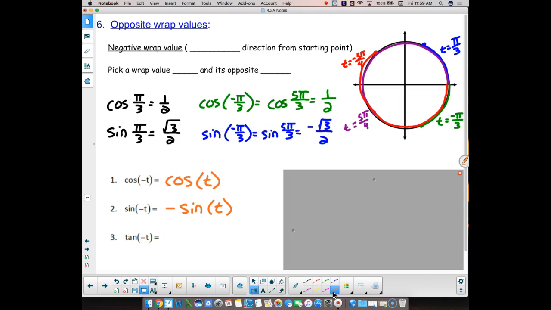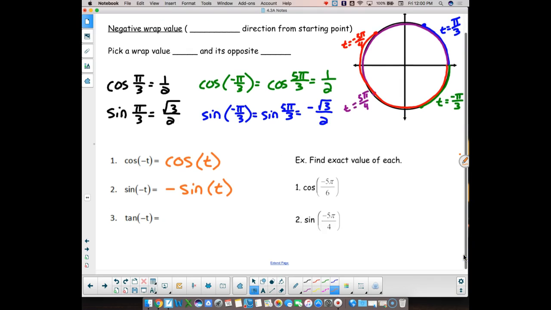Let's use 5 pi over 4. If I go to 5 pi over 4, what's the sine at 5 pi over 4? Oh, whoops. Negative square root 2. Negative root 2 over 2. What's the sine of negative 5 pi over 4, which really is 3 pi over 4? Square root 2 over 2. Are those still opposites? Yep. And that is the rule for those things. Okay?